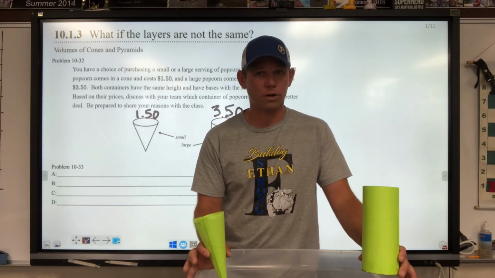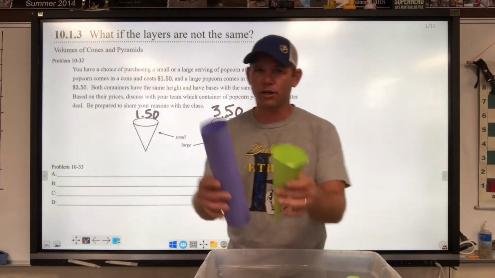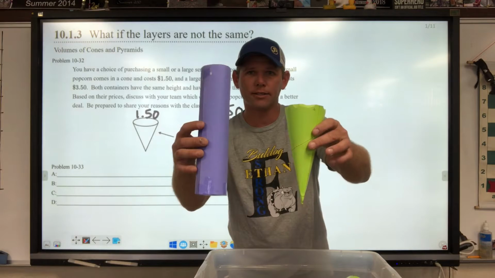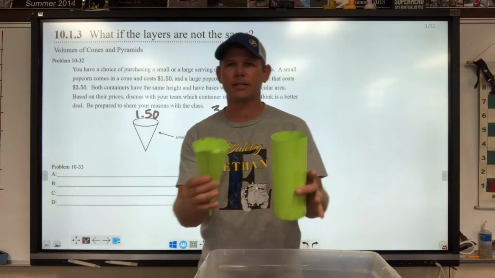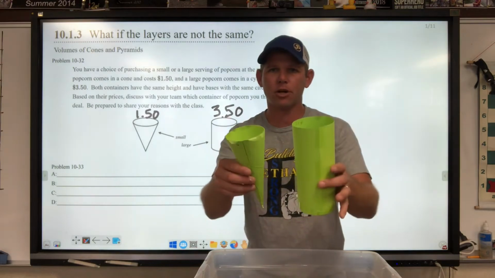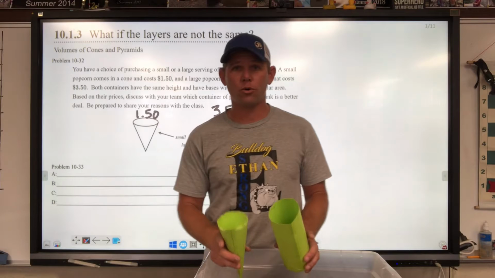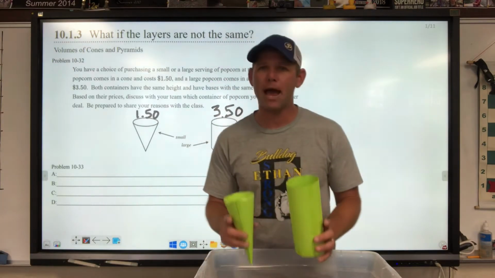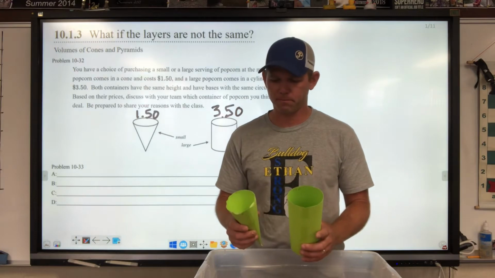This is really important because it's not just any cone and any cylinder. Look, here's a cone and a cylinder with different heights. We need a cone and cylinder with matching diameters and heights. So, problem letter A. The cone and cylinder have matching heights and radius.